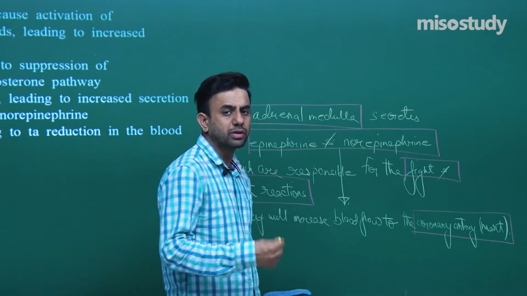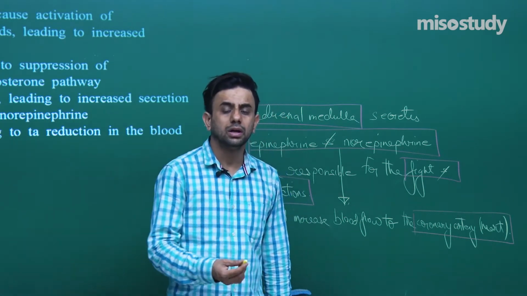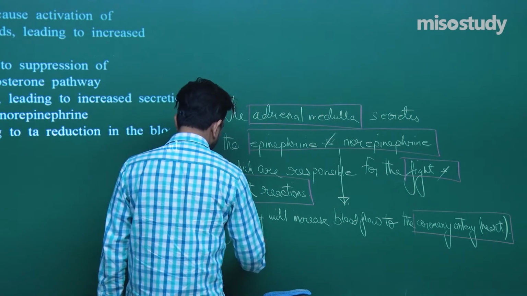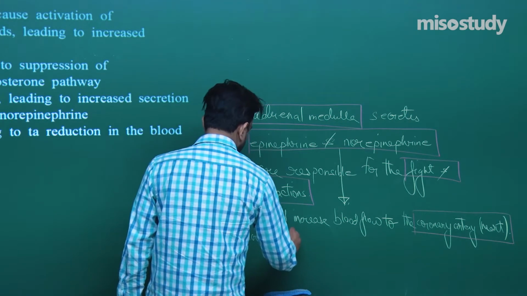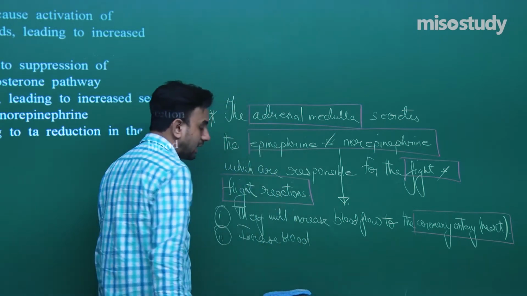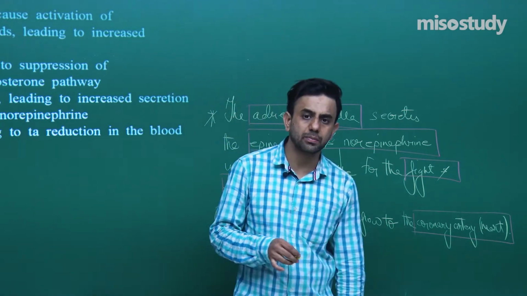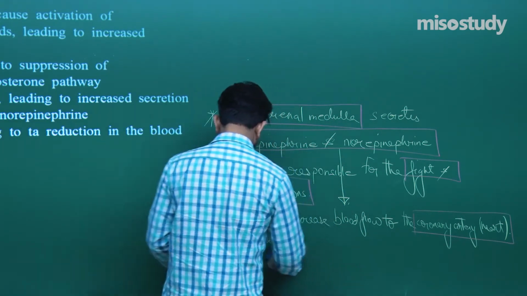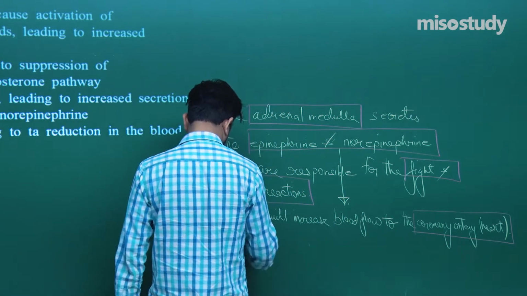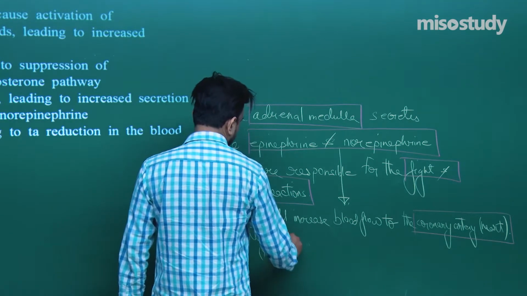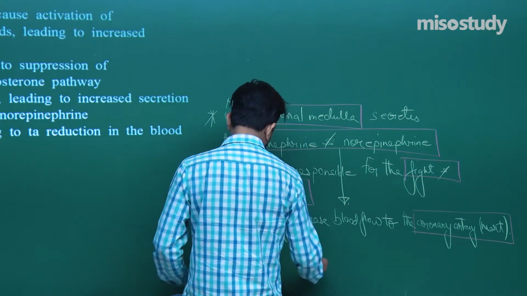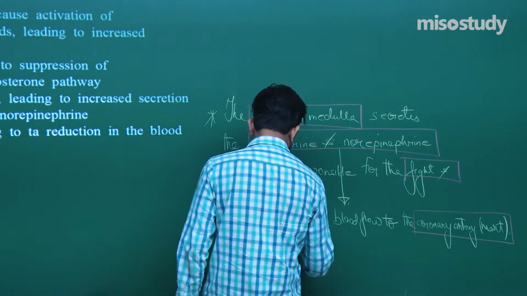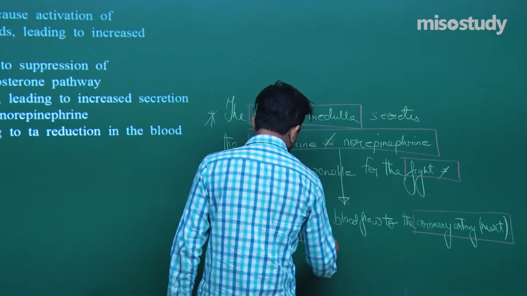Next, they will also increase the blood flow to the lungs. So any bronchial constriction, any bronchospasm will be removed. They will remove the bronchospasm, or we can say they will bring about the bronchial dilation.